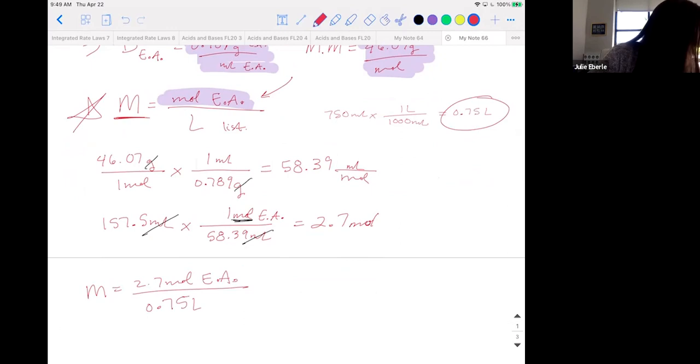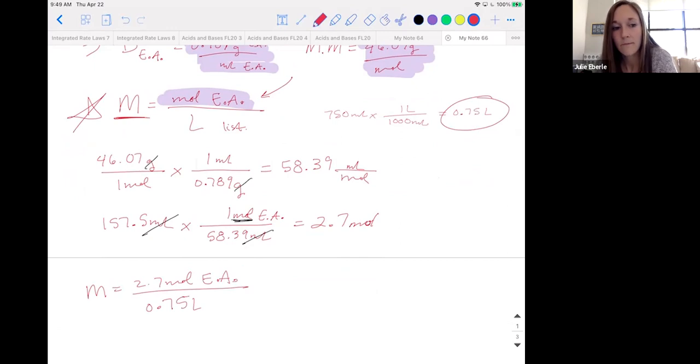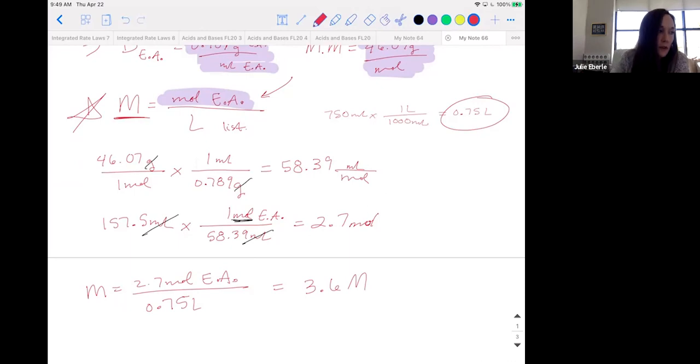So then we just divide it by 0.75. And I got, let's say, 3.6. Is that what y'all got? Okay, good. So it's a molarity of 3.6 capital M, which is moles per liter. So in a bottle of Listerine, which is 750 milliliters, there's about 3.6 moles of ethyl alcohol. Or sorry, no, this would be moles per liter. We don't have quite a liter, but the molarity is 3.6 moles per liter.